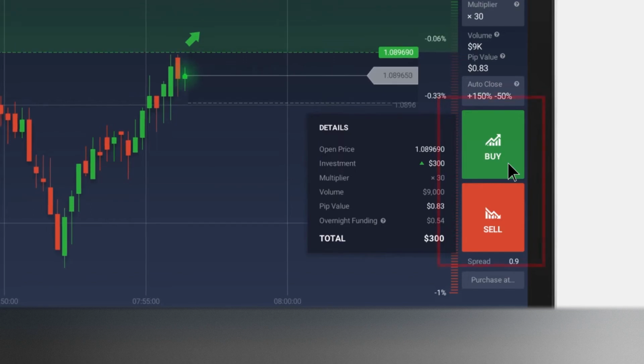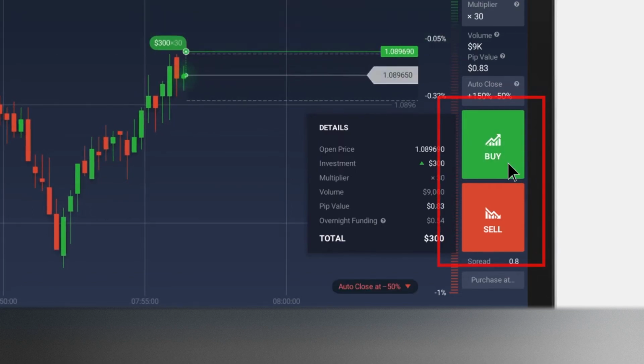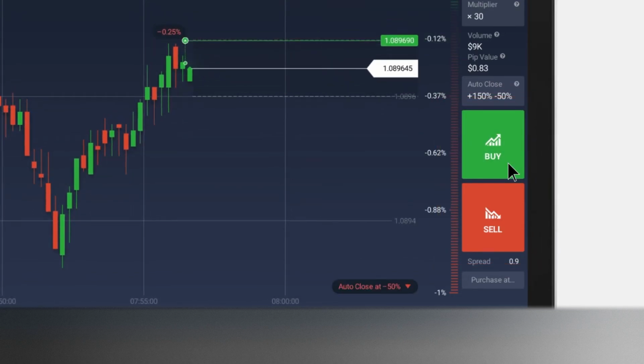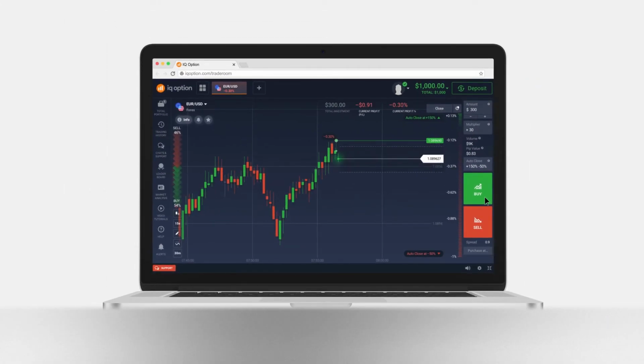Press Buy or Sell depending on your forecast, whether the price will go up or down. The selected auto close levels will be shown on the chart for your convenience.